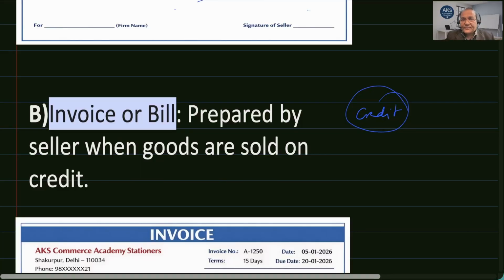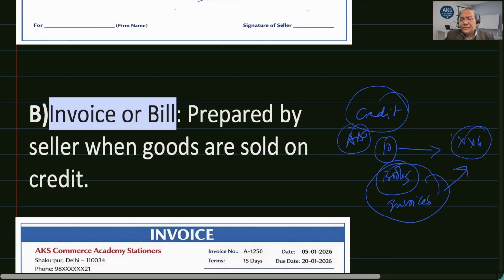So if there are credit sales, supposing 10 books are sold by ABC firm to, let's say, XYZ organization. These are books sold on credit, and as per the agreed term, the payment will be made by XYZ to the seller. Till then, along with the books, he sends the invoice. Now these two are sent to XYZ firm, and on the basis of the invoice, which the seller submits to the buyer, the recordings are made in the books of account.